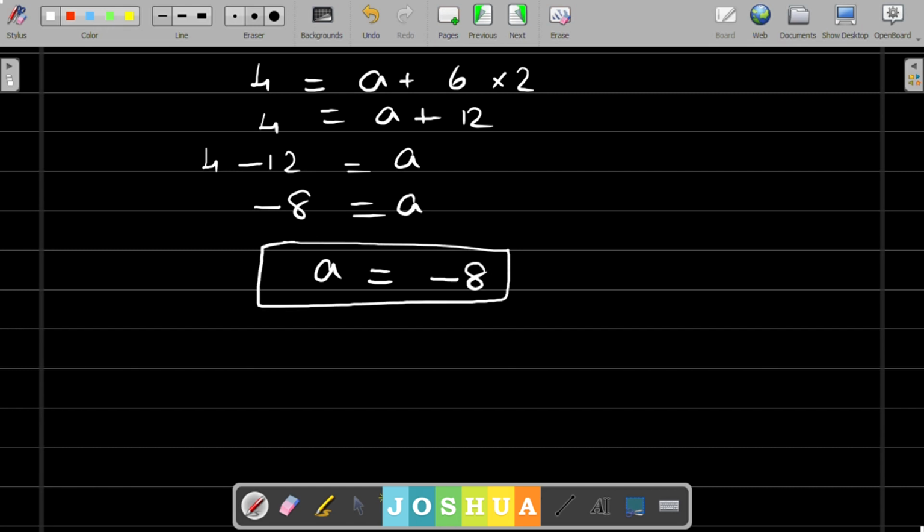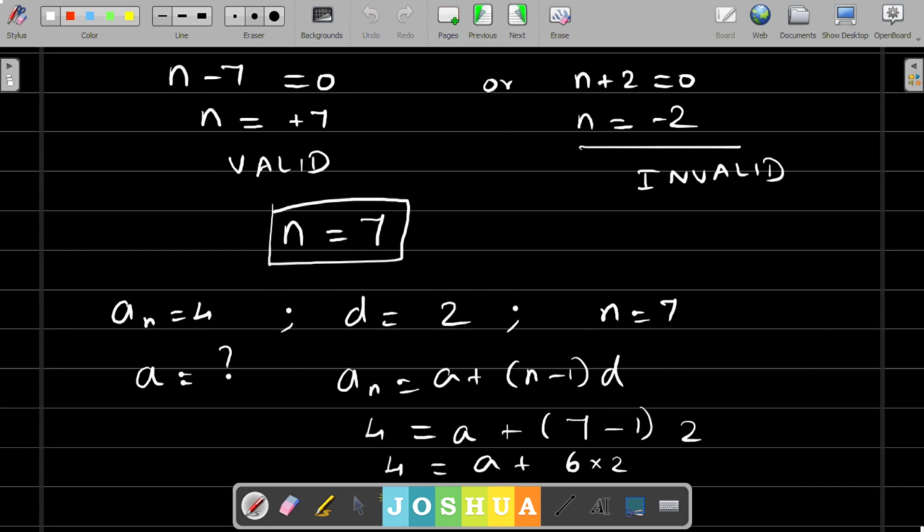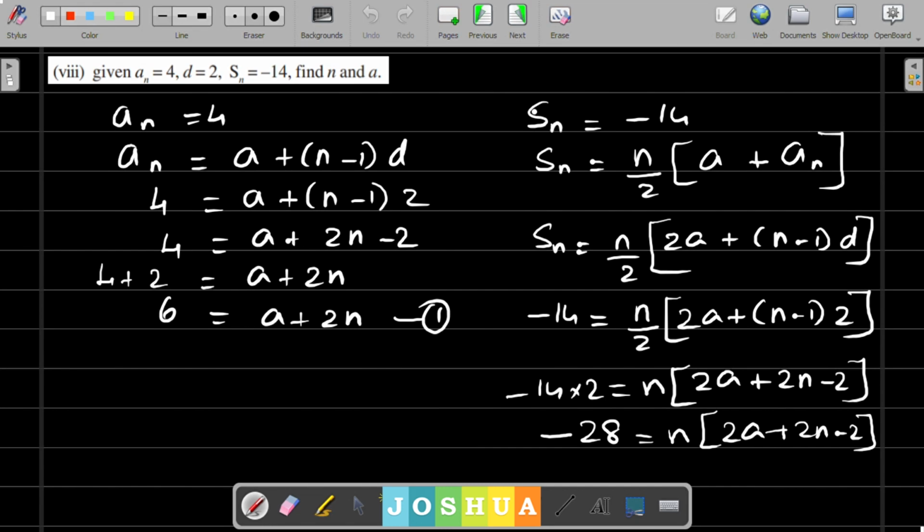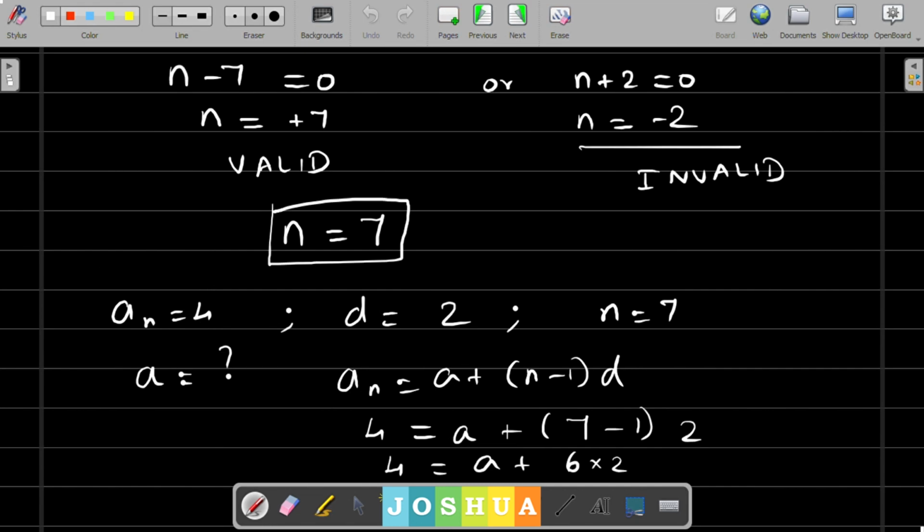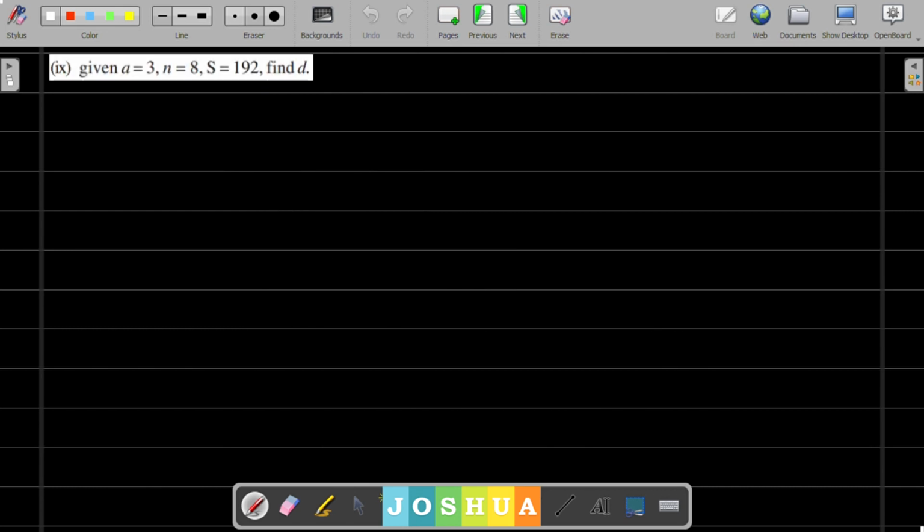We found the value of a is minus 8, and n equal to 7 we found, and this was asked in question number 8, in the third part. n and a we found. Now I am going to the ninth question. In the ninth question, they gave the value of a is equal to 3, n is equal to 8, and Sn equal to 192, and they're asking what is the value of d.